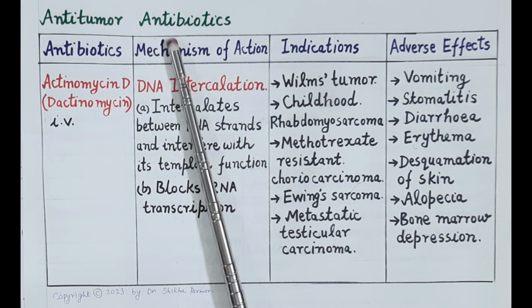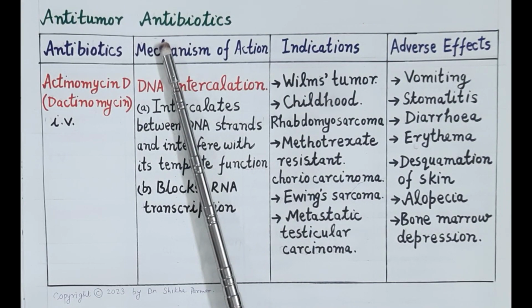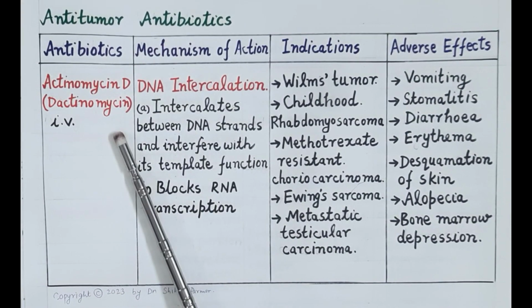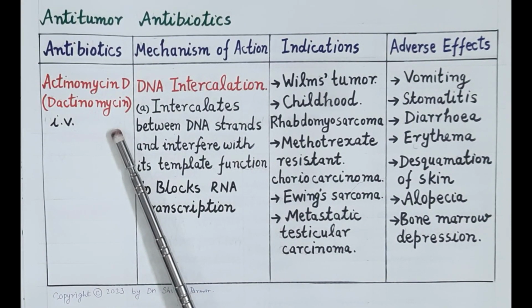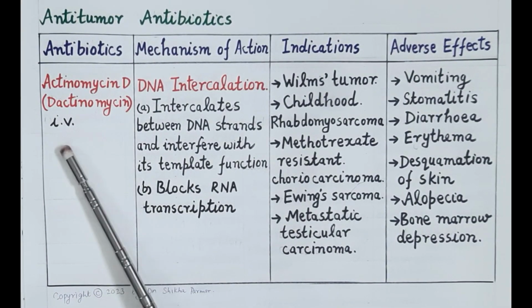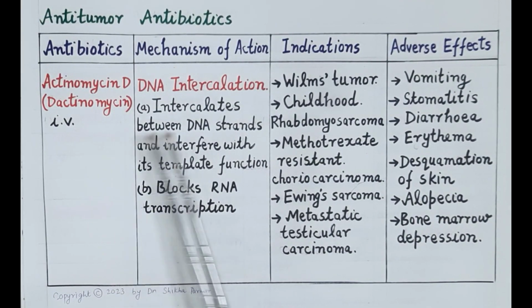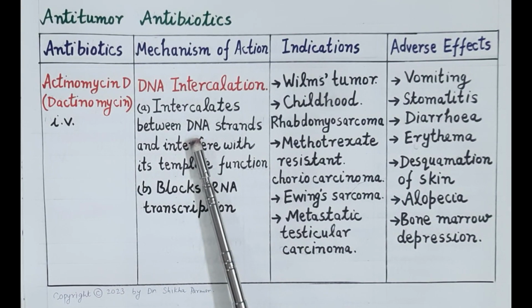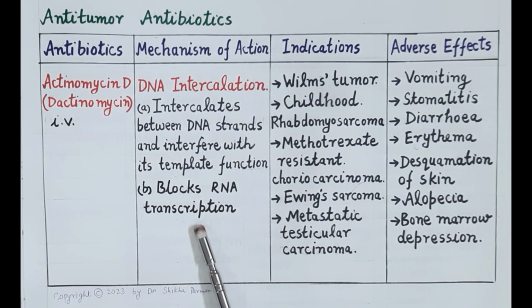Now let's discuss pharmacology of each anti-tumor antibiotic. Now first antibiotic is Actinomycin D, also known as Actinomycin. It is given intravenously. Now Actinomycin D intercalates between DNA strands, and as we have already discussed, this prevents DNA replication, and it also prevents transcription, and therefore there is inhibition of RNA synthesis.